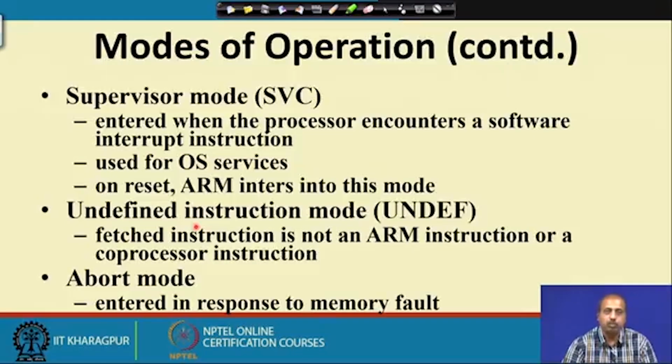Then there is an abort mode. This is if there is a memory fault. The processor has generated some address, but that address is beyond the range of the memory chip that we have in the system. That is a memory fault. So, that way it will be going into the abort mode. All these modes are supported by the ARM processor.